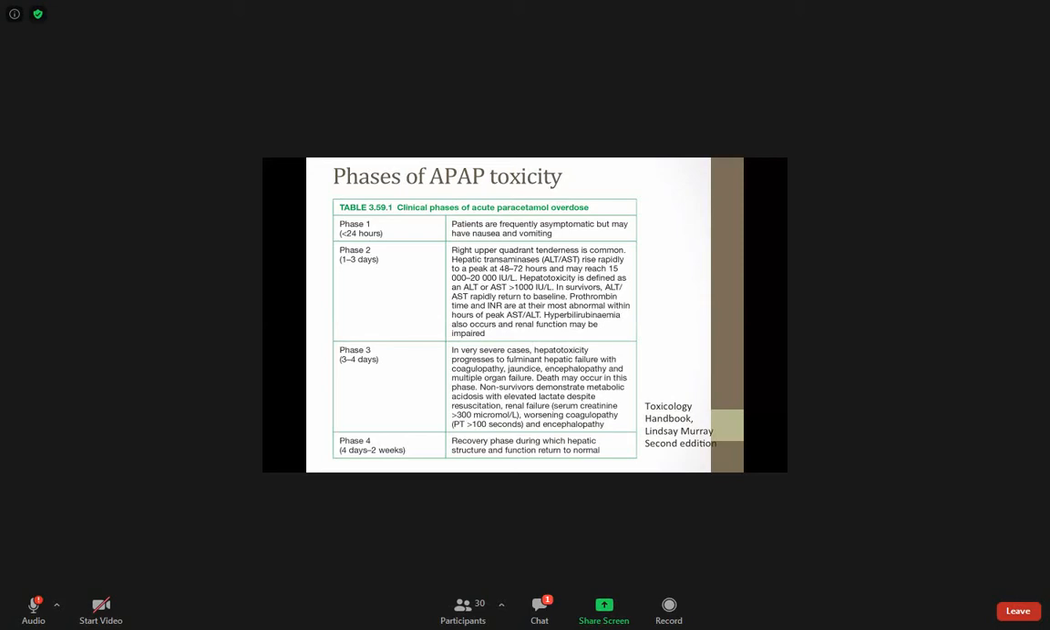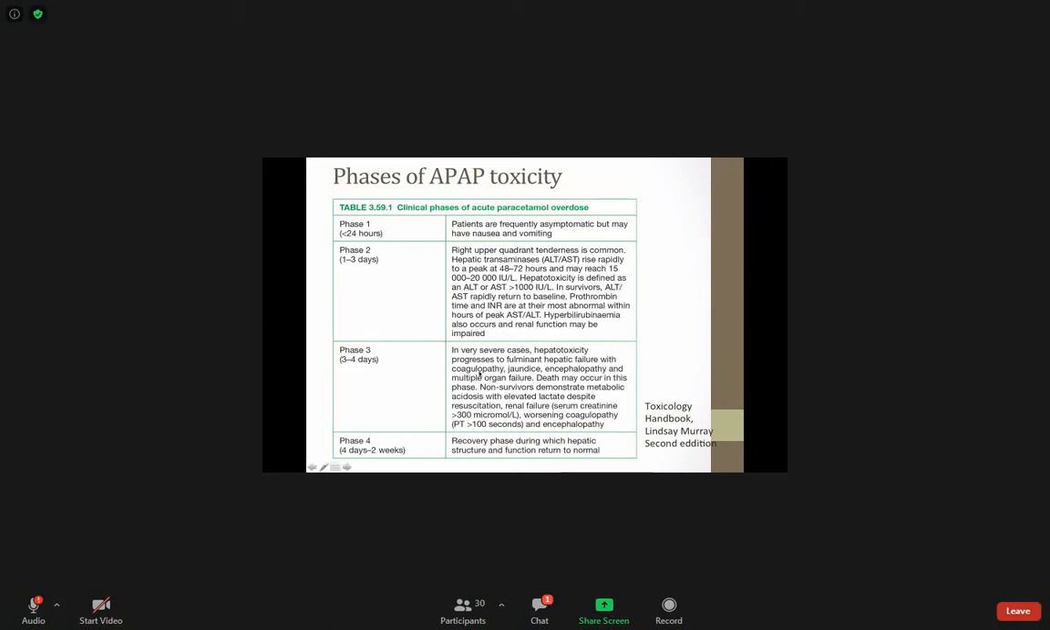And that's why it is a screening test. We do it for any intentional overdose, okay? But typically they have some nausea and vomiting. That's the first 24 hours. Starting after 12 hours and usually peaking at 24 hours, the liver enzymes start shooting up.